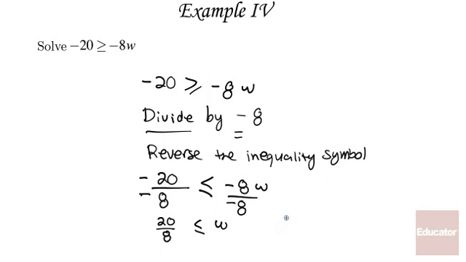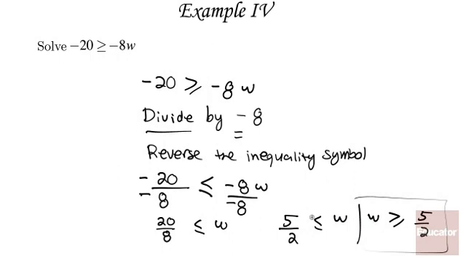And I could take that a step farther and simplify it a bit so that I get 5 halves is less than or equal to w. One more thing that I can do is to put the w on the left side. So instead of saying 5 halves is less than or equal to w, what I'm going to say is that w is greater than or equal to 5 halves. And these two are equivalent, but we generally write it with the variable on the left. So this is going to be the way I'm going to write the final solution set.